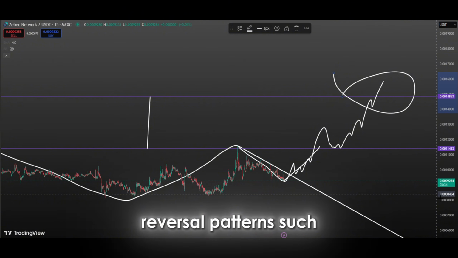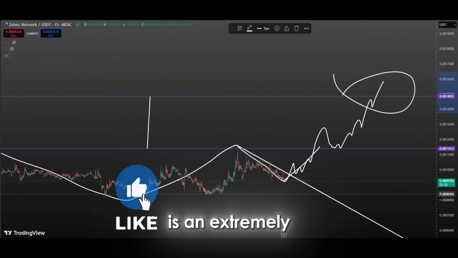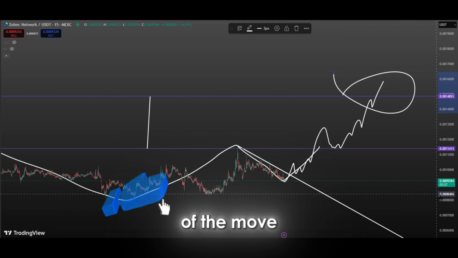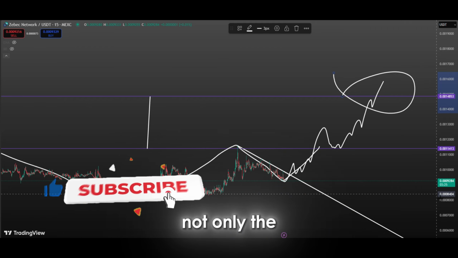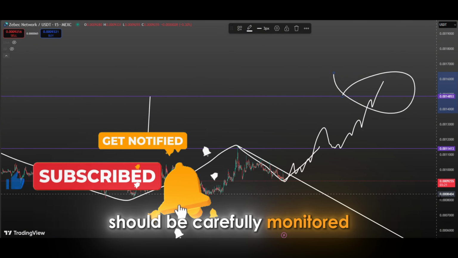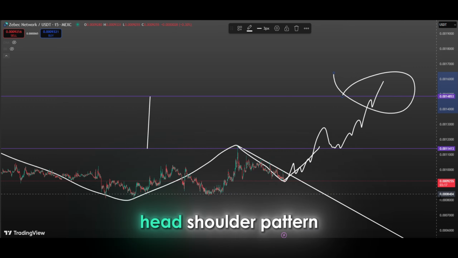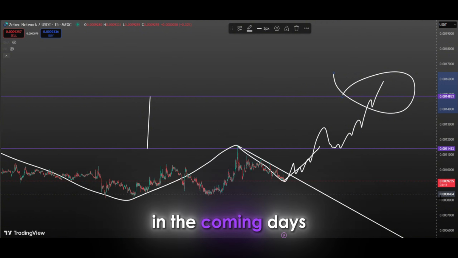Especially in strong reversal patterns such as head and shoulders, the increased trading volume during the breakout is an extremely critical indicator for the persistence of the move. In other words, not only the break of the neckline, but also whether this breakout is supported by volume should be carefully monitored. As a result, this reverse shoulder-head-shoulder pattern, which is clearly forming on the chart, indicates that there may be a serious bullish potential on the price in the coming days.